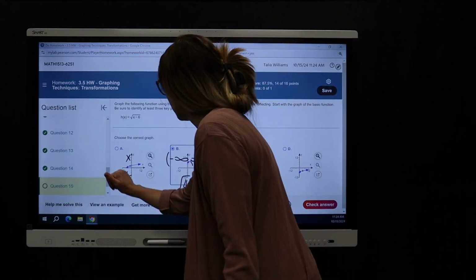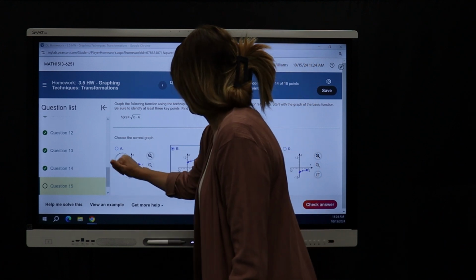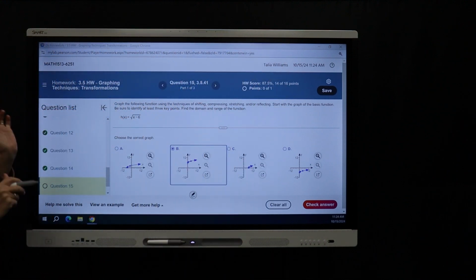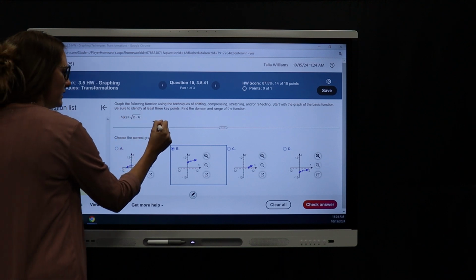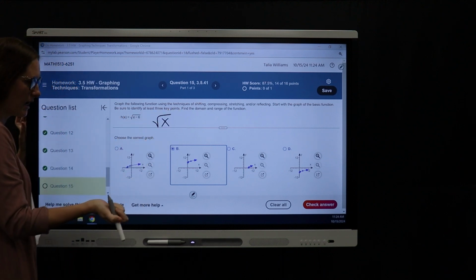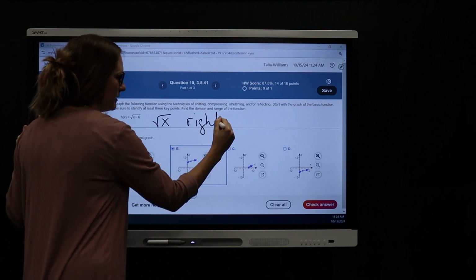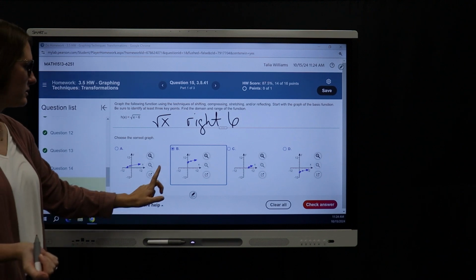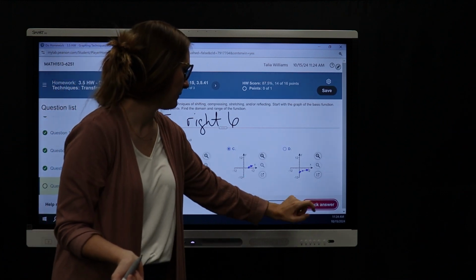Next. Graph the following. We have the square root of x subtract 6. That subtract 6 is with our x, so this is going to be our square root graph, and then the subtract 6 means right because it's the opposite. So right 6. This one went left, this one went up, this one went right, and that one went down.